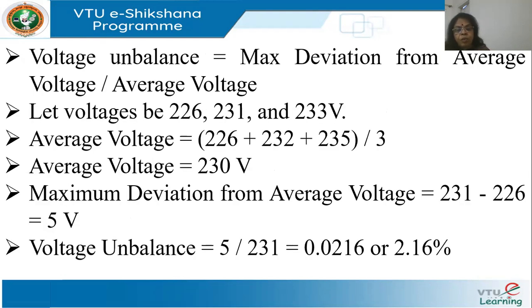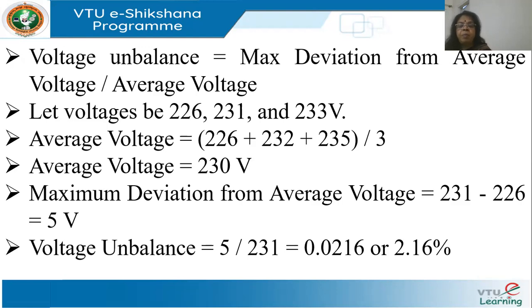One definition we saw, the IEEE definition for current, is the ratio of the negative sequence or zero sequence current to the fundamental. Normally this is restricted to around 7%. You don't allow more than 7%. Excessive zero sequence current, what will happen? It will flow through the neutral, so it can cause a neutral burnout. It can result in a floating neutral.